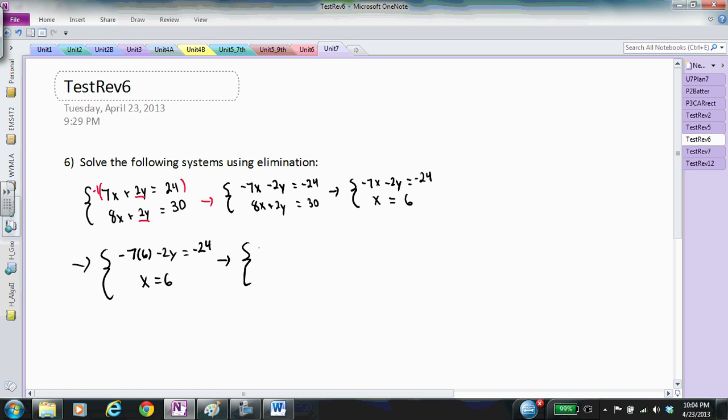So that becomes negative 42 minus 2y equals negative 24. And x equals 6. So now I can add 42 to both sides in the top equation. I get negative 2y equals, let's see, negative 24 plus 42, I think is 18. It is. So finally, dividing by negative 2 on both sides, I get y equals negative 9, x equals 6. So the point 6 comma negative 9 is the solution to this system that we started with.